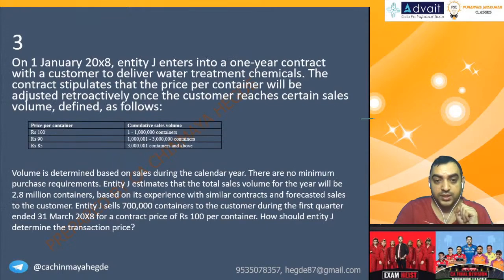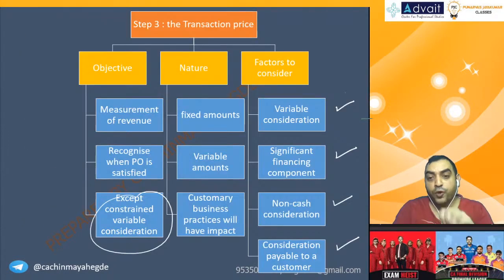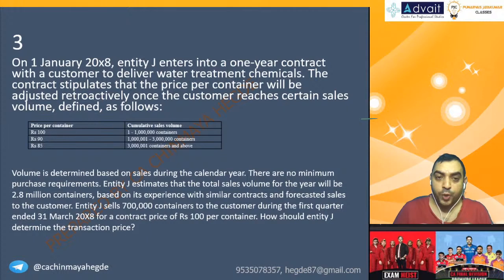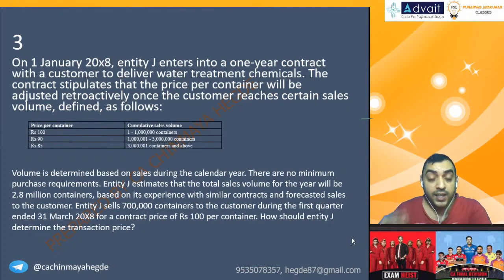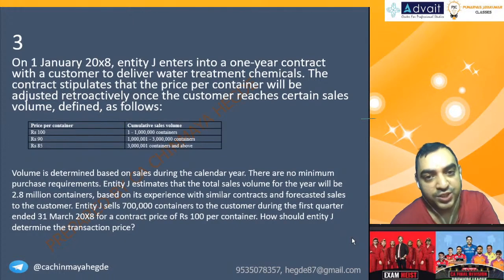Okay, then we come to this problem. Before these four points, first let us look at this problem. It's an MTP question as well as an RTP question. This will give you an idea of what the entity expects to receive. Once we are clear about that, then we go for the four angles in the transaction price.